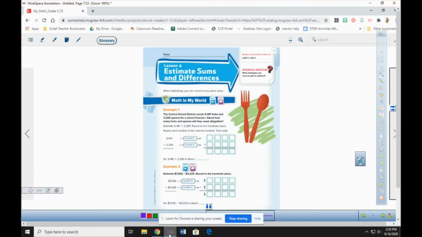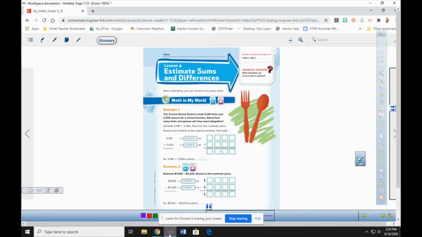Chapter 2, Lesson 4, Estimate Sums and Differences. Okay, we're going to use those skills that you learned in Chapter 1 about how to round a number. Now we're going to take those rounded numbers and we're going to either add them or subtract them. Sums are what we call addition problems and differences are subtraction problems.